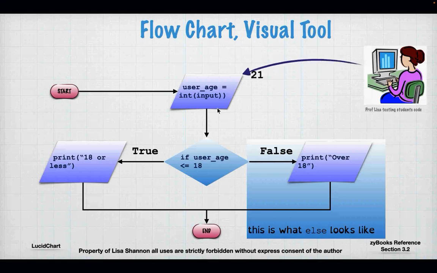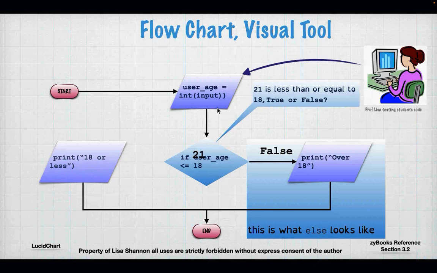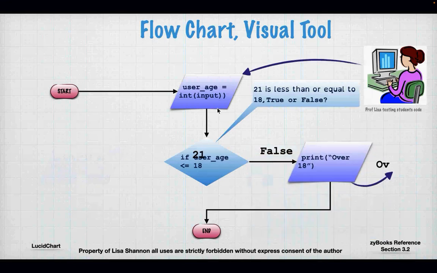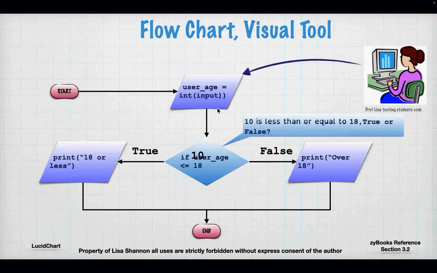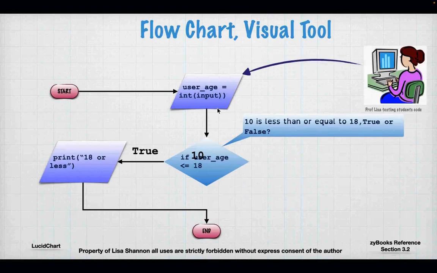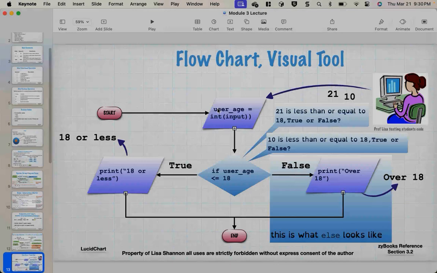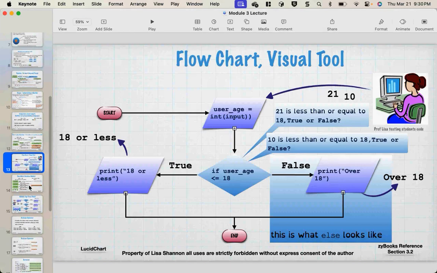Okay, so we're just going to look at this real quick from the standpoint of the branching. So if Professor Lisa puts in 21, 21 is not less than or equal to 18, so it evaluates to false, and you'll see that it's as if that whole true side just went away. So if I go back and I put in 10, 10 is less than or equal to 18, so I'm going to evaluate to true. The whole false side falls away, and I print 18 or less. So that's enough of that example. I think I have killed it.